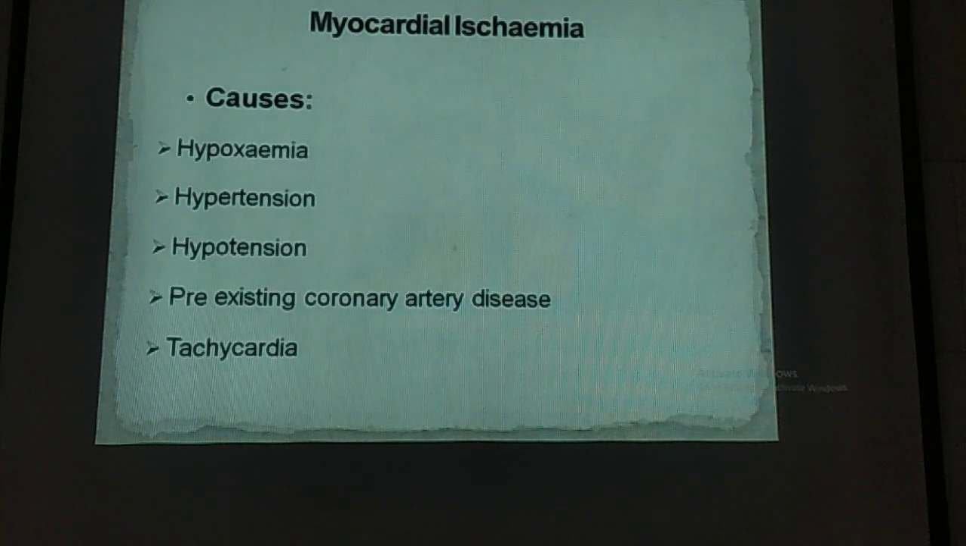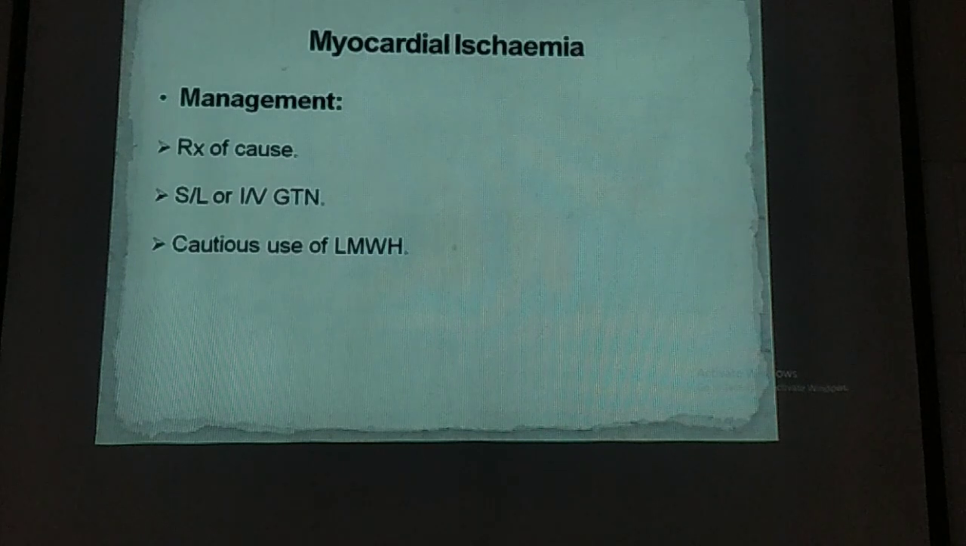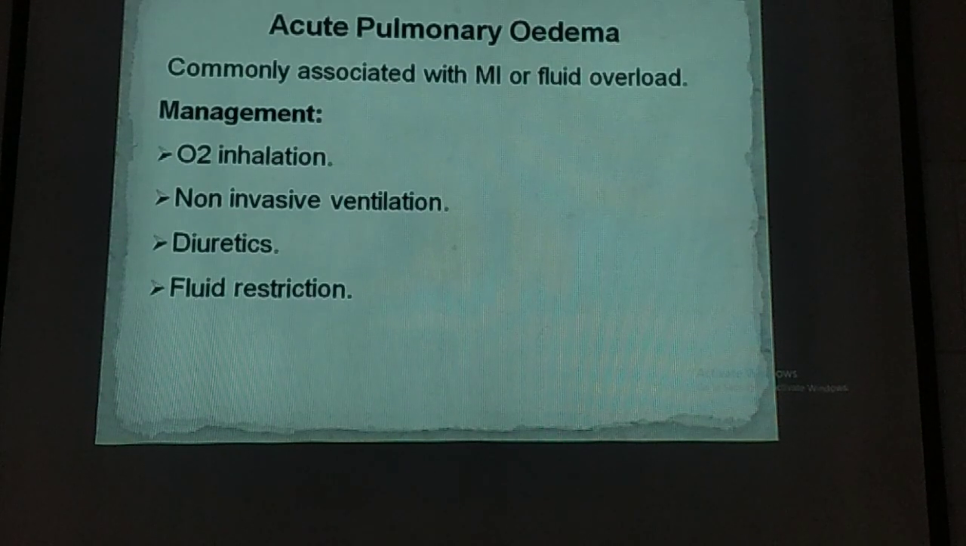Myocardial ischemia. Causes: hypoxemia, hypotension, hypertension, pre-existing coronary arterial disease, tachycardia. Management: treatment of the cause, sublingual or intravenous glyceryl nitrate and cautious use of low molecular weight heparin.